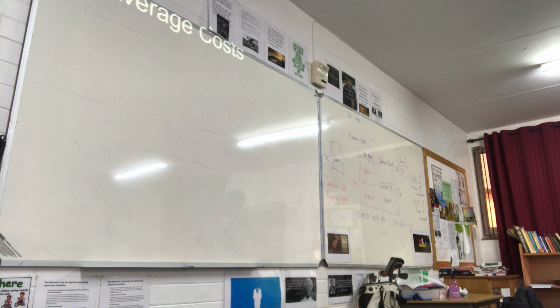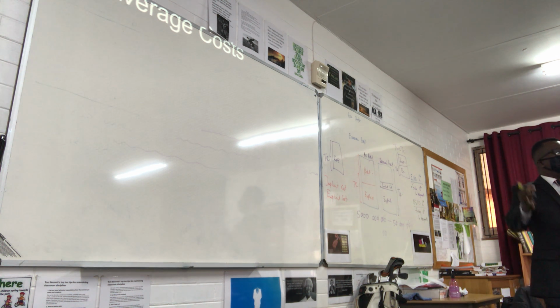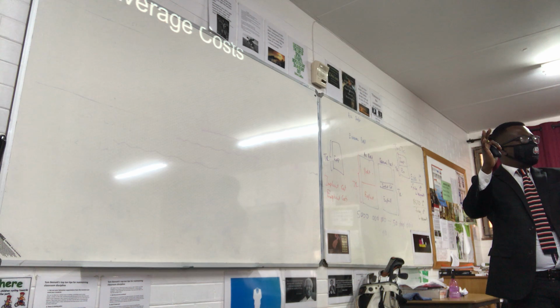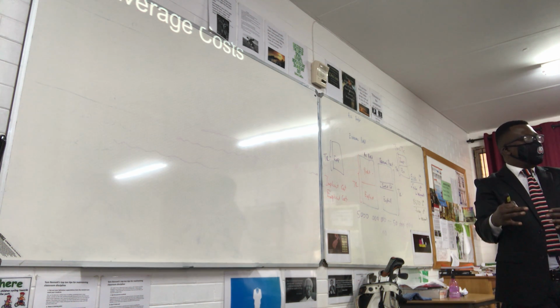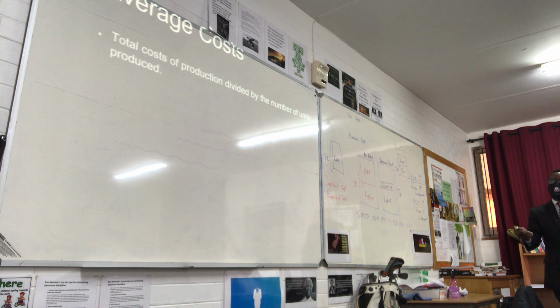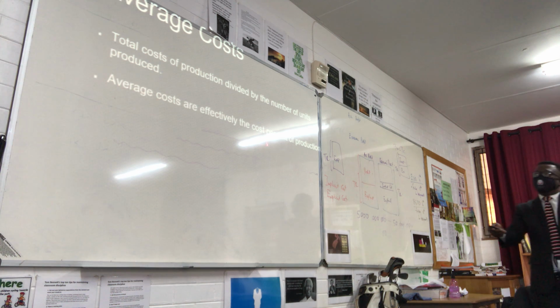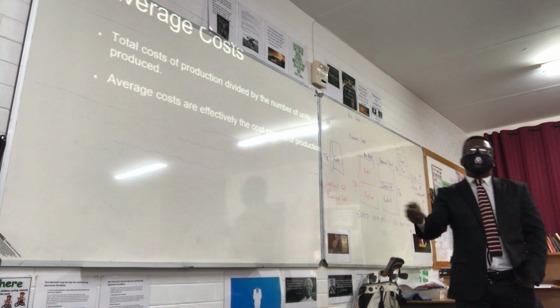Add every cost, divided by the number of units. So all the costs, as Mr. Mahlambi says, divided by the number of units. Okay, so you are right. So total cost of production divided by the number of units produced. So average cost is TC divided by Q. 100%. Okay? Average costs are effectively the cost per unit of production.